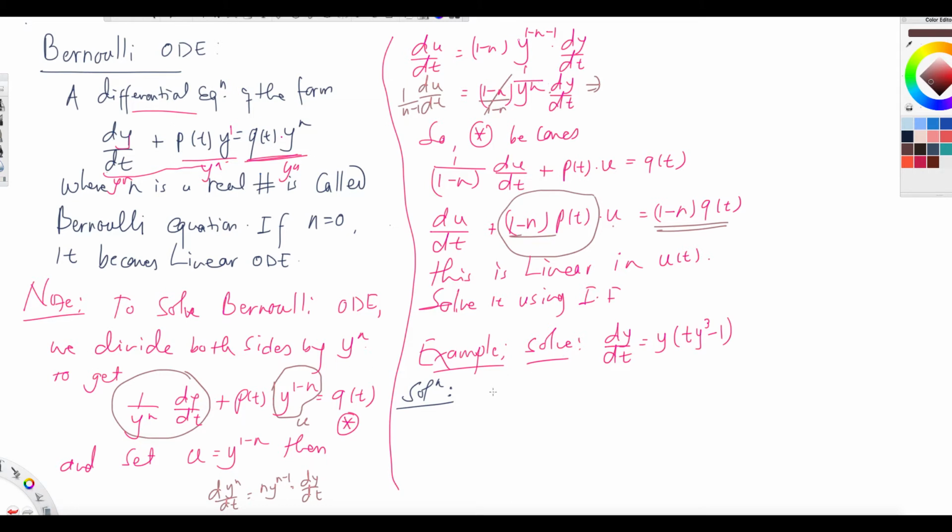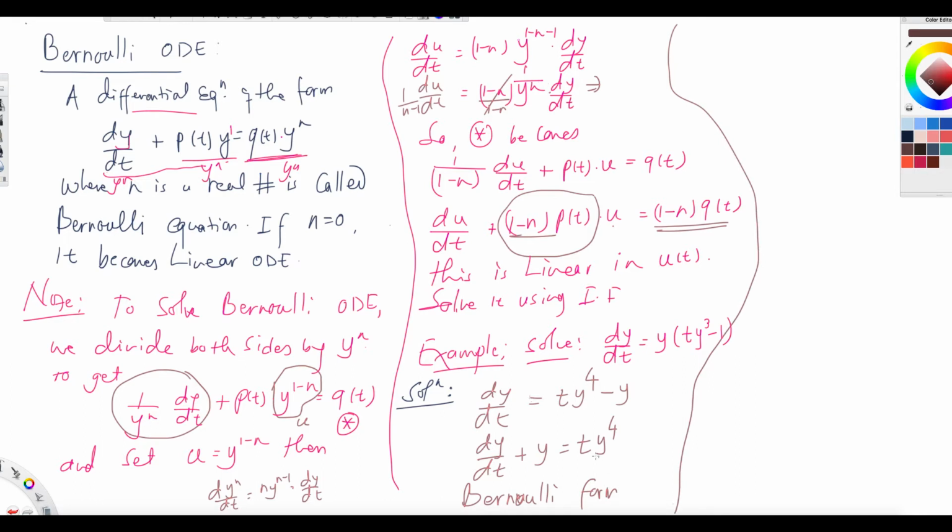You get dy over dt plus ty to the 4 minus y, right? But Bernoulli needs y and the derivative on the left side, so you can write dy over dt plus y equals ty to the 4, which is in the Bernoulli form, right? Bernoulli form.